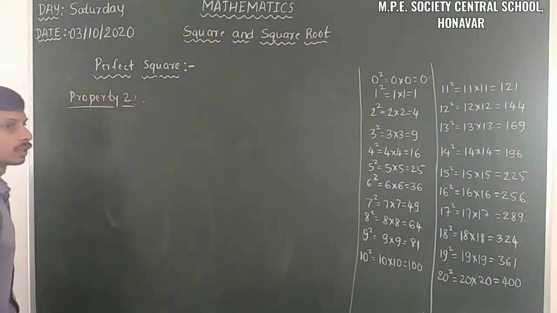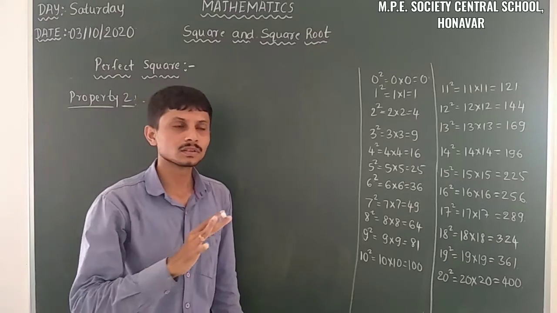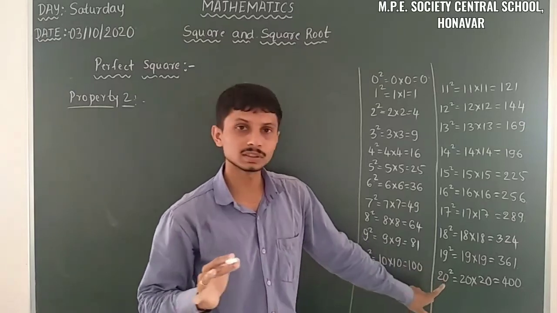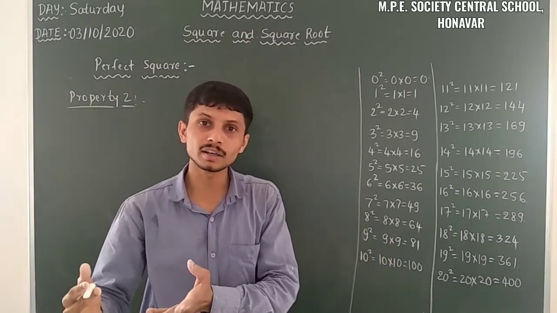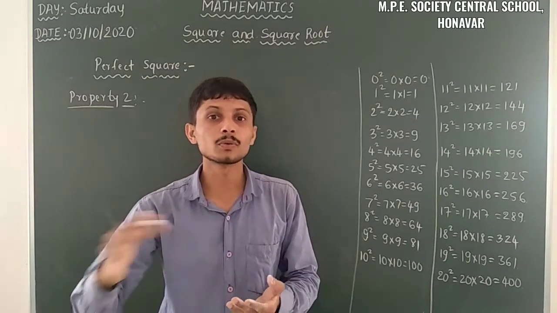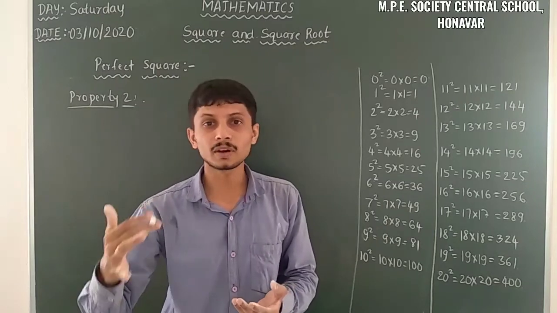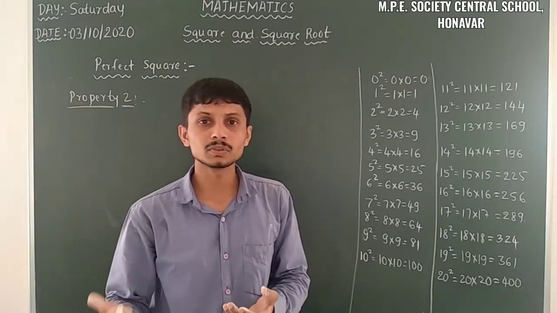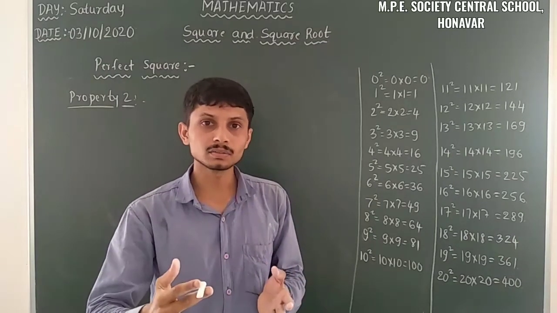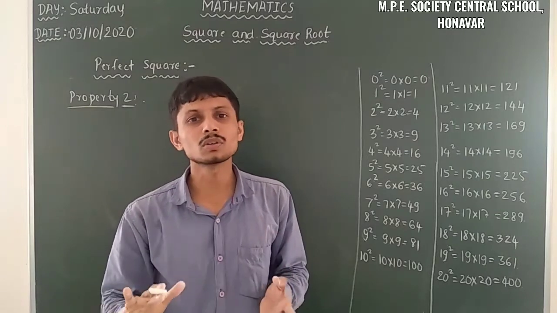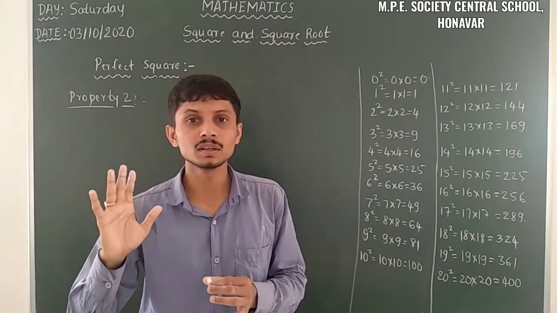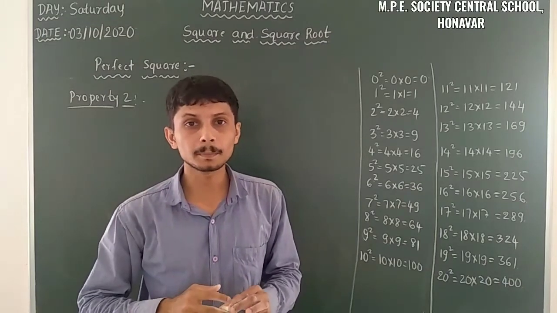Property number 2: if a number ends with k zeros, for example 100 ends with 2 zeros, sometimes a number ends with 3 zeros, like 4000, sometimes 5 zeros, sometimes 6 zeros. If a number ends with k number of zeros, where k can be any value, then its perfect square must end with 2k number of zeros.